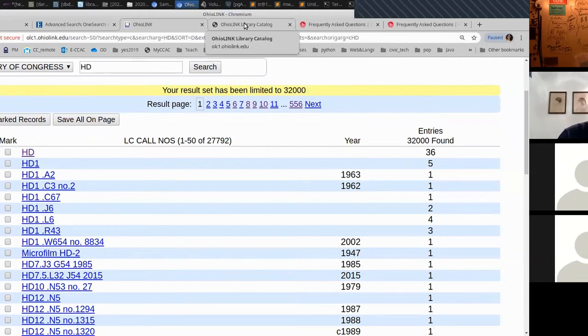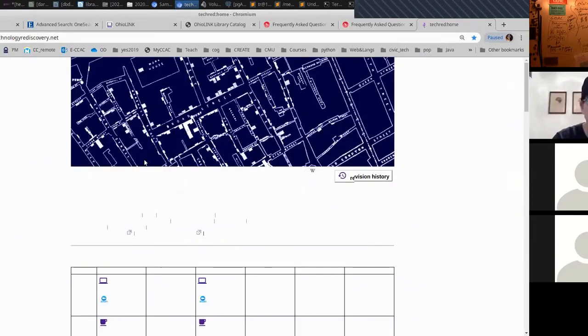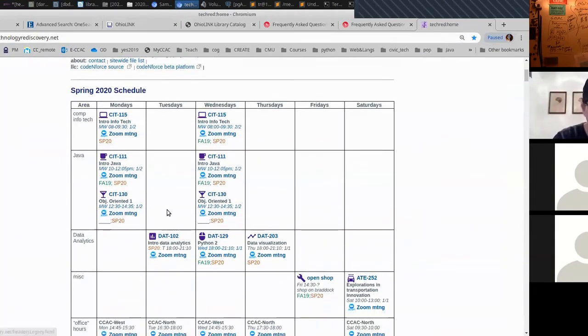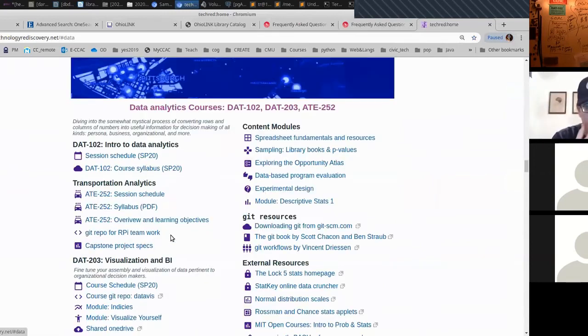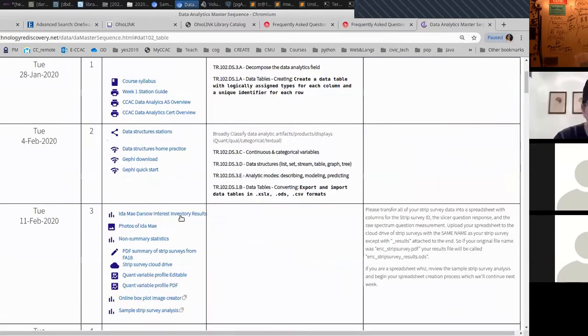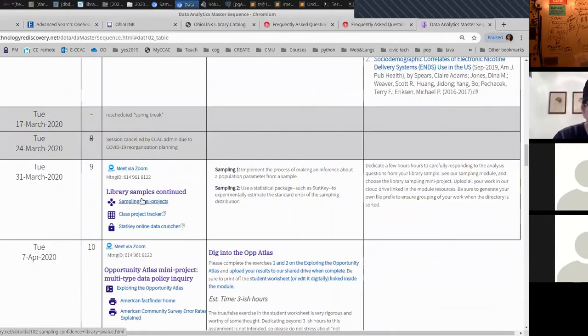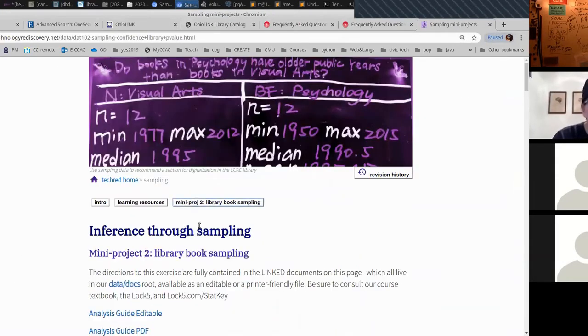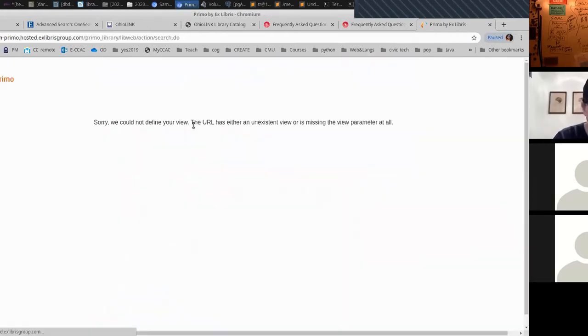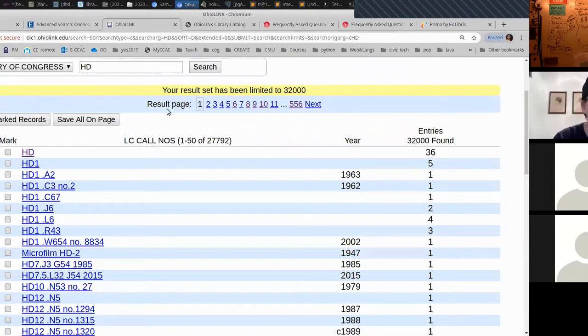Does anyone want to try the William and Mary? I just got that link from Chris a little while ago, so I haven't looked at that terribly carefully. It'd be interesting to see what sampling they give us. I got an error message. Let me make sure I did it right. Non-existent view. Oh, no. I tried that link a couple times. Okay, well, let's go with Ohio tonight because I don't have time to debug that right now.